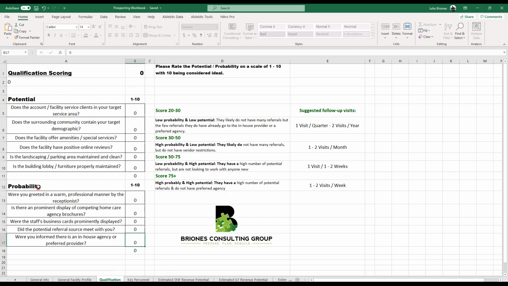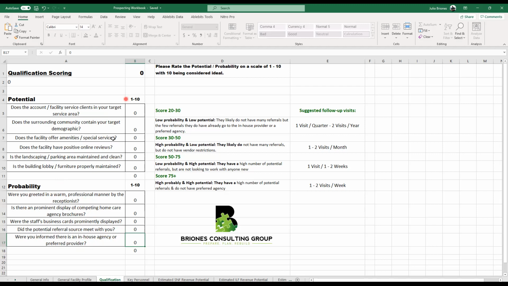And then what is the probability? Meaning, even if they have your ideal client, what is the likelihood that they are actually going to want to work with you? So we take into account how friendly they are. Is there prominent display of other home care agencies to let you know whether or not they work with outside agencies? Did the referral partner meet with you? This may be updated, maybe a 0 at first, and maybe a 10 down the road. And were you informed that there is an in-house agency or a preferred provider?